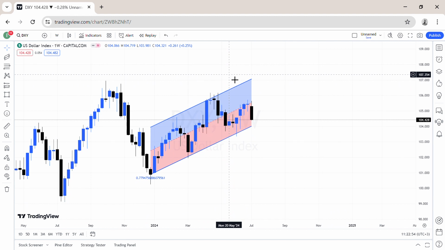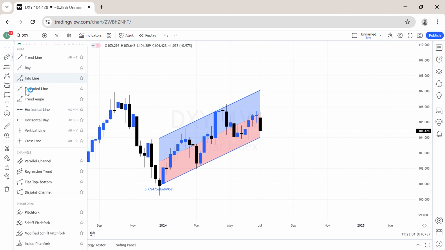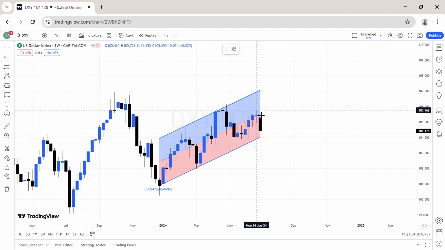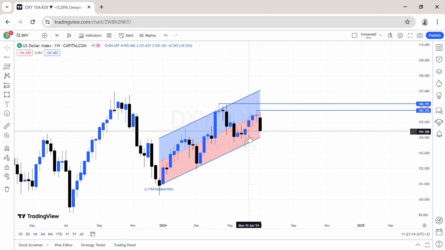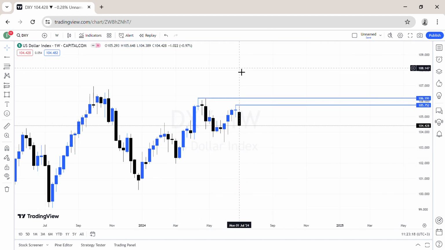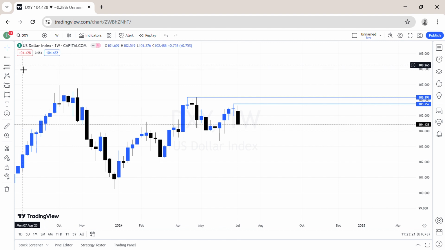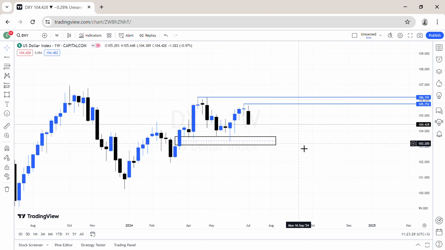So what I can see right here, the most obvious thing that I can see, is this recent high right there, and these recent highs, those are equalized right there. And this fair value gap that the price bounced off.